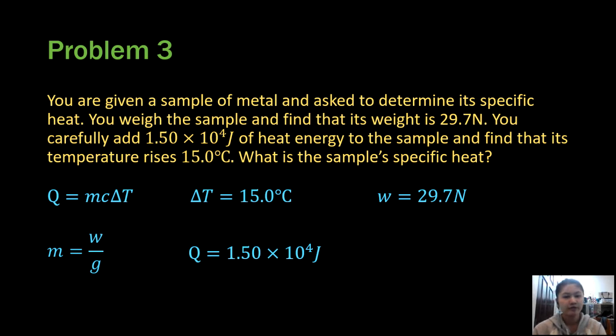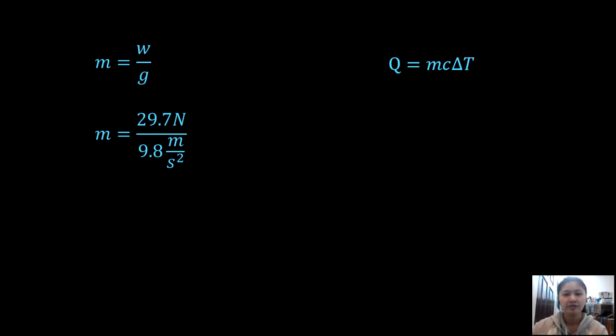So the formula for mass would be weight divided by gravity. The weight is given in the problem, which is 29.7 newtons, divided by the acceleration of gravity, which is 9.8 meters per second squared. So let's leave those values in there. Going back to our main formula, Q is equal to m c change in temperature. We're looking for the specific heat of the sample, so we have to isolate c, since it's the specific heat in the formula.